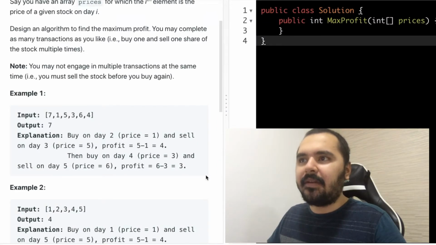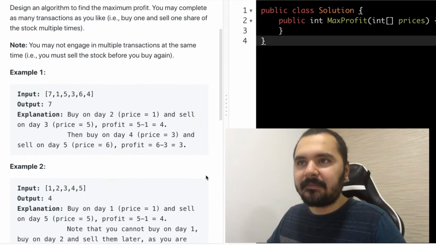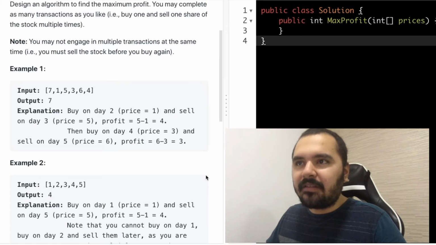For example, buy one and sell one share of the stock multiple times. Note: you may not engage in multiple transactions at the same time. For example, you must sell the stock before you buy again.